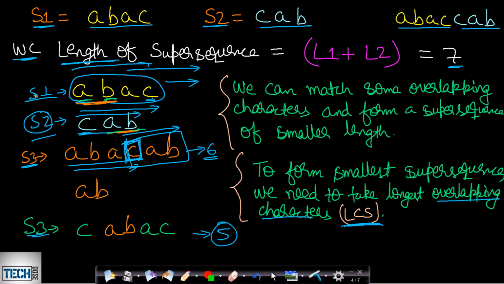Now you can see that if you take this string S1, then this string S1 ABAC is entirely contained as a subsequence in this string S3, which is this ABAC. Now this S2 is also contained as a subsequence entirely in S3, which is this CAB. Okay, so both these strings are entirely contained in S3 as a subsequence, and also this is of smallest possible length because we have taken the longest common subsequence and included all those characters only once. Therefore this will be giving us the shortest supersequence. That is how we will be able to find the shortest supersequence, right?